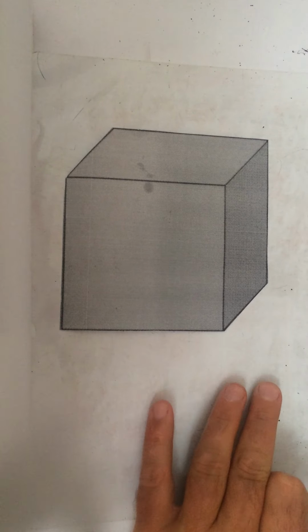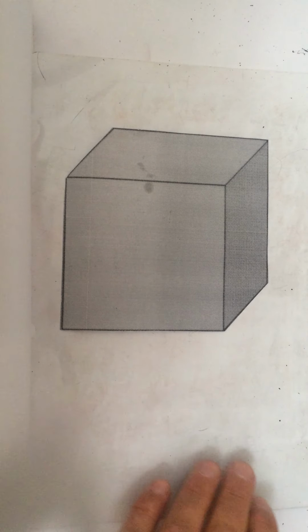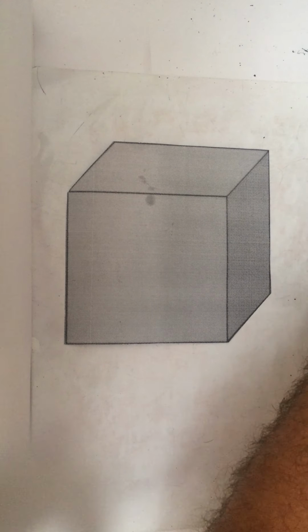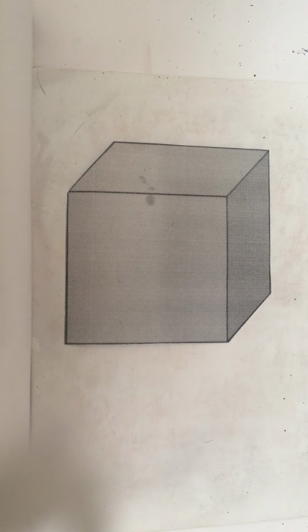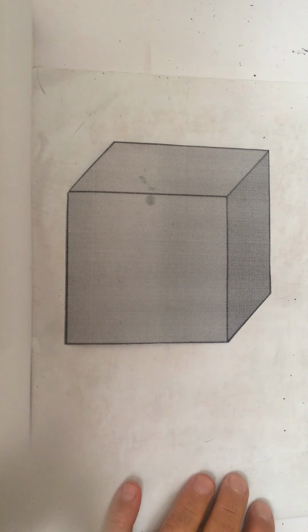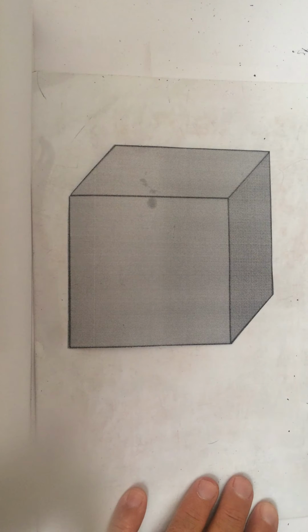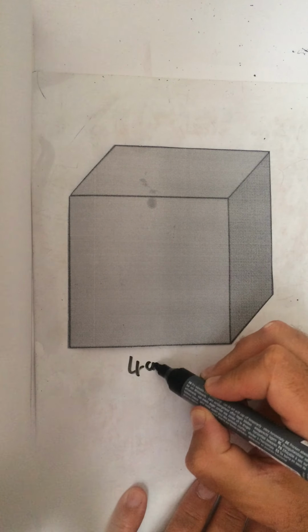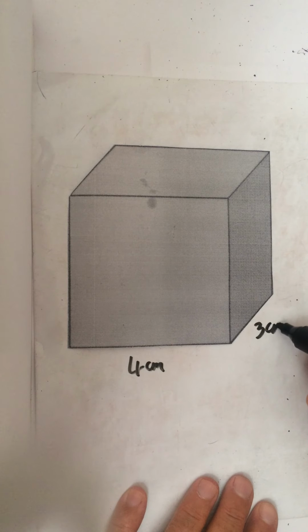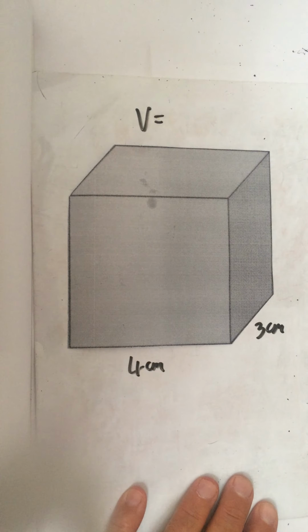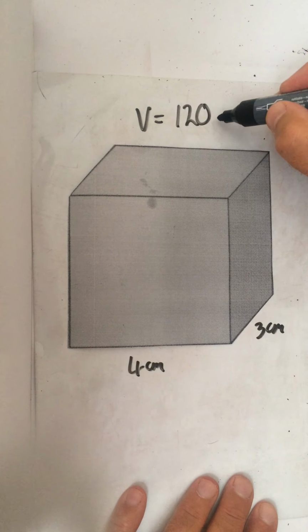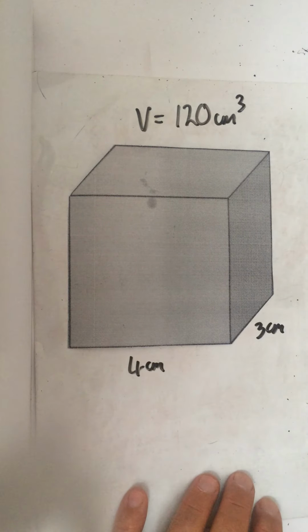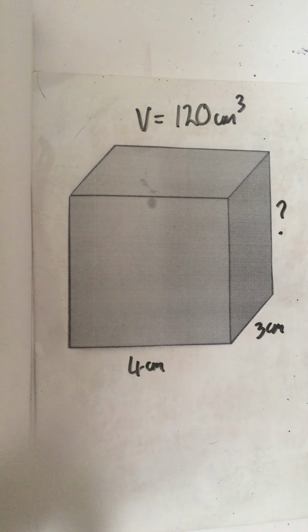Let's have a look at another type of question. They're not in our book, but I put them in the extension because they're a bit trickier. Otherwise I think it's a bit easy. So say for example this is 4 centimeters, this is 3 centimeters, and the volume of the whole shape is 120 centimeters cubed. From that, I can work out that missing side.